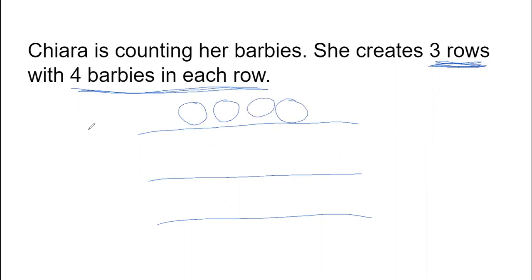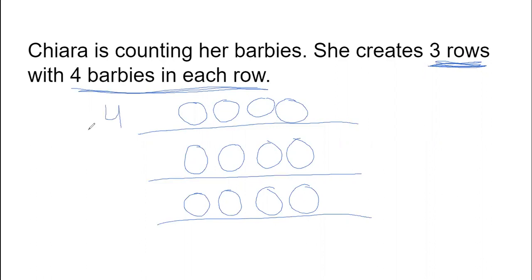And then however I draw that first row, I want to try to make my other rows line up underneath it to make that nice rectangle shape. So now that I have my array with 3 rows and 4 Barbies in each row, I can write an equation to describe those rows.